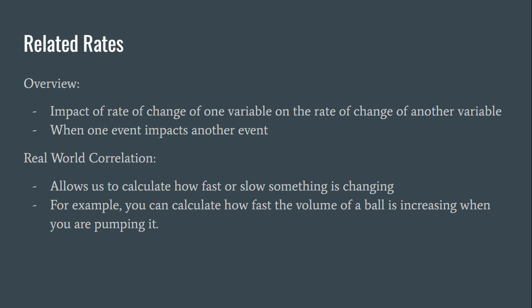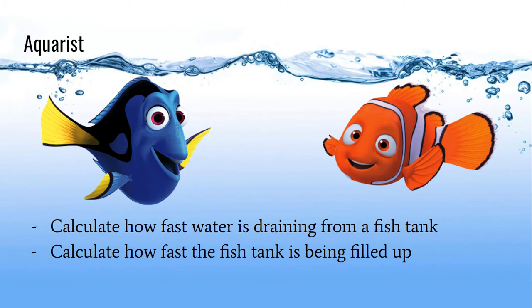Related rates is basically the impact of the rate of change of one variable on the rate of change of another variable. In simpler terms, this means that when one event impacts another event. In the real world, related rates allows us to calculate how fast or slow something is changing. For example, you can calculate how fast the volume of a basketball is increasing when you are pumping it with air. Someone who could actually use related rates is an aquarist. It's basically just an aquarium worker. They might need related rates to calculate how fast water is draining from a fish tank, or how fast the fish tank is filling up with water.